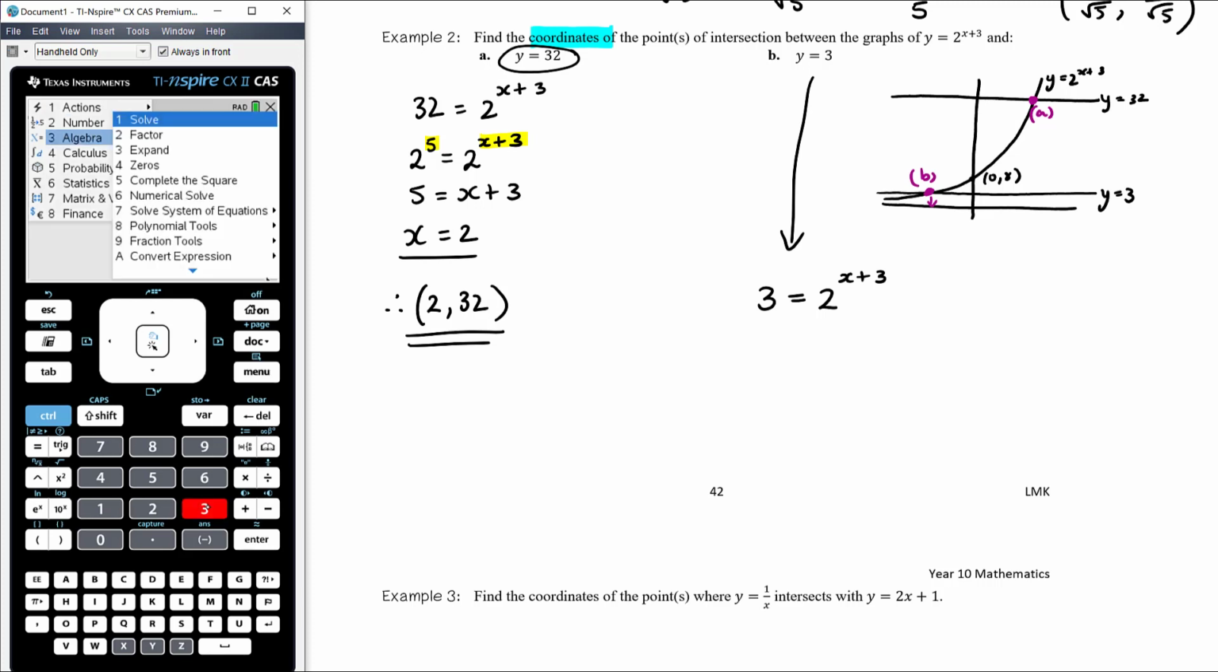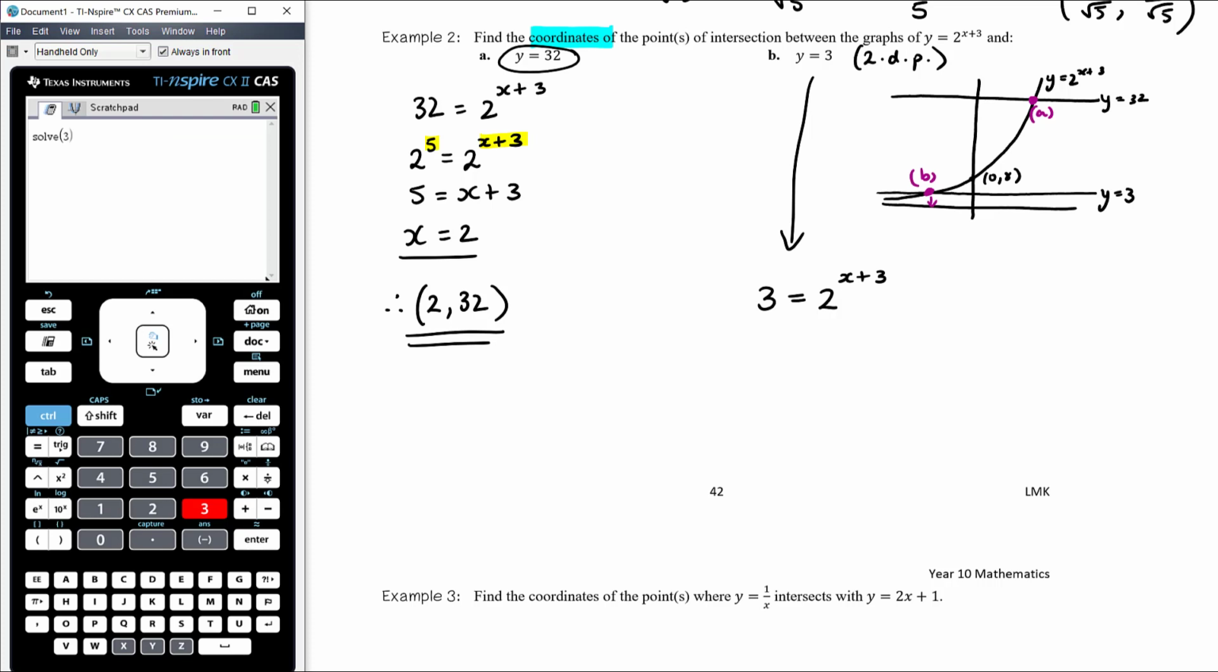And so I'm going to give these to 2 decimal places where necessary. Okay. So I'm going to solve 3 equals 2 to the power of x plus 3 for x, and I'm going to press Control Enter to get a decimal value. Okay, so we see that x is approximately equal to, now I've said 2 decimal places, but the question would need to tell you how to round it, but as I said, this is an error on my part.